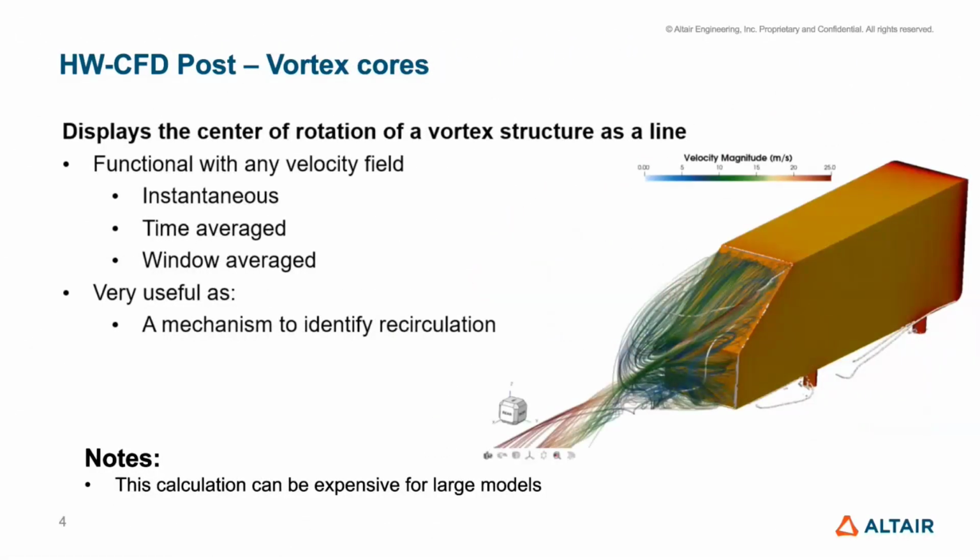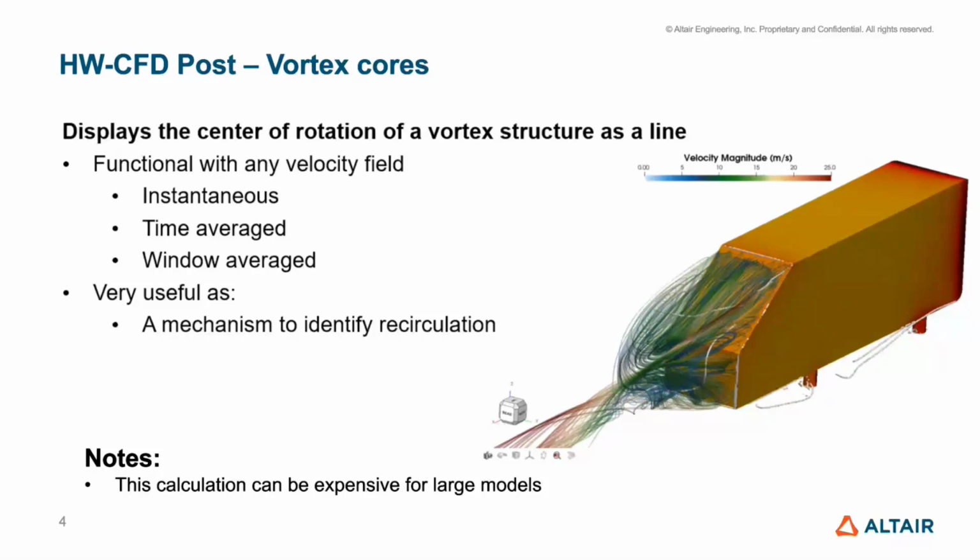Okay, so the next feature that I'll talk about is vortex core calculation. The vortex core calculation is a calculation that we can run that'll display the center of rotation of a vortex structure as a line. So this feature is really useful for identifying any type of a recirculation region that you might have in your flow field. Obviously, that's one of the first things that you're looking for. Whenever you're doing any post-processing, you're typically looking for regions in the flow that have recirculation or higher levels of rotation. That allows you to investigate how much mixing is going on, or if you have a low pressure region.